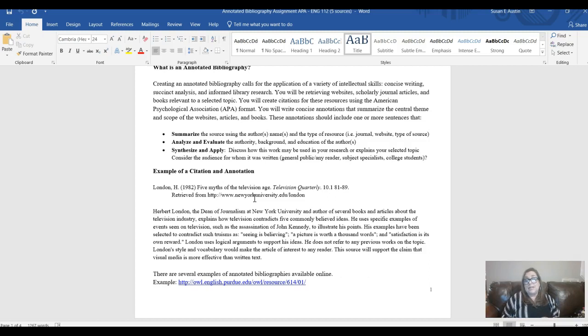So in the future, if you have this assignment again, just make sure you pay close attention to what that instructor is asking you to do. So in most cases, again, like we did in the preliminary assignment, you're going to summarize, analyze, and synthesize. In the summary, you're going to identify what type of source it is. So again, website, article, journal article, video, TED Talk, whatever you're including.